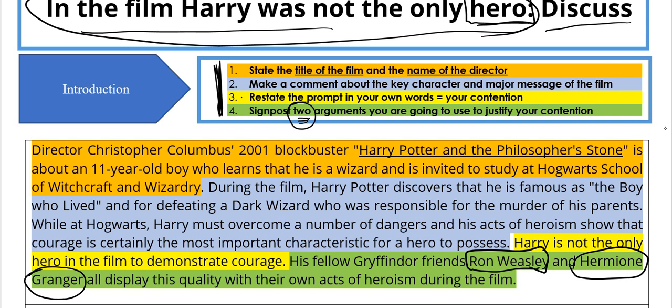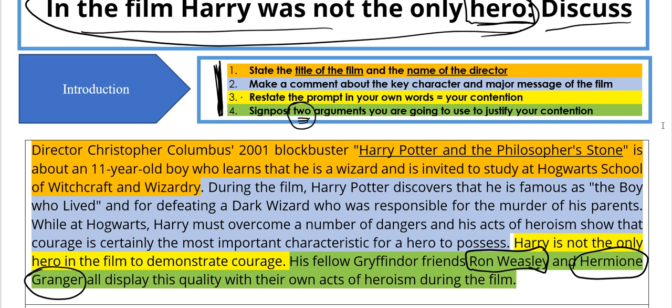So let's look at the introduction, stating the title of the film and the name of the director and a few words about the film. Director Christopher Columbus's 2001 blockbuster Harry Potter and the Philosopher's Stone is about an 11-year-old boy who learns that he is a wizard and is invited to study at Hogwarts School of Witchcraft and Wizardry.